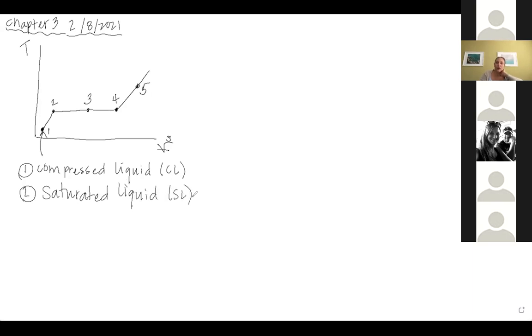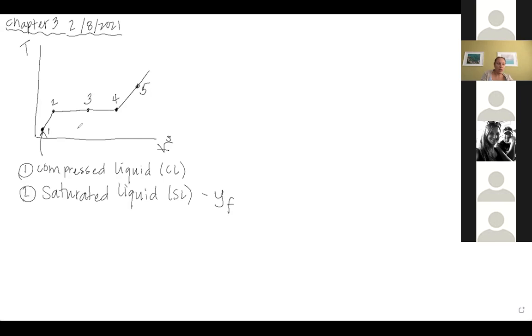So this is where your liquid is about to vaporize, turn into a vapor, but you don't have any vapor yet. If you remember in the book, we use the subscript F for this. So I'm going to use this generic variable Y and then have this subscript F here. This is denoting that saturated liquid has a subscript of F.